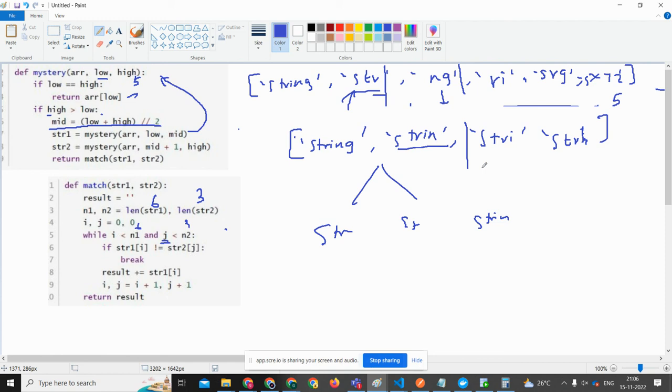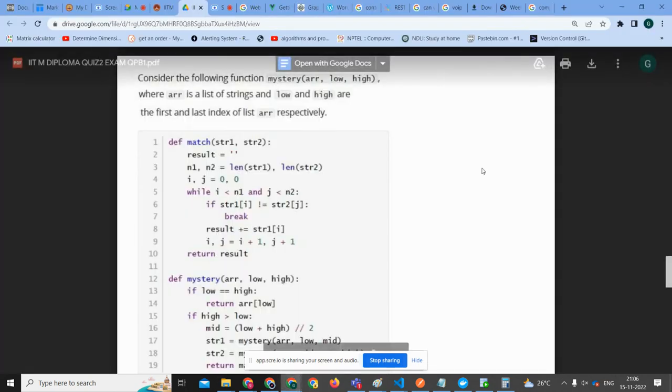Mahi, understood? Mahi? Yes. Okay. Any doubt here? Do you feel stuck anywhere? Are you confident here, Mahi? Yeah. Okay, I think it's fine.